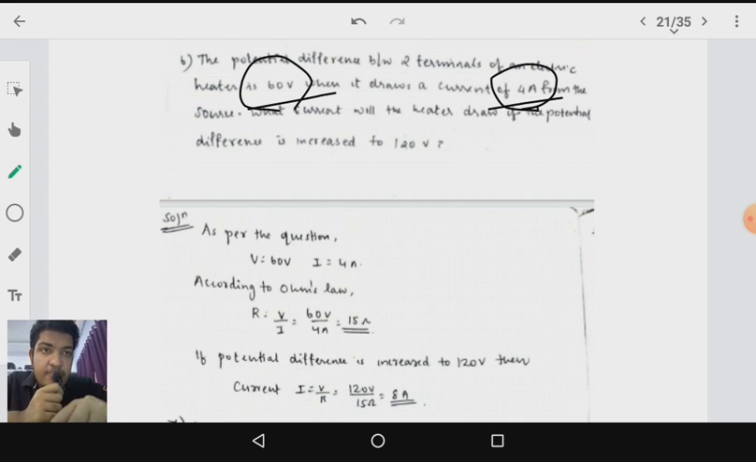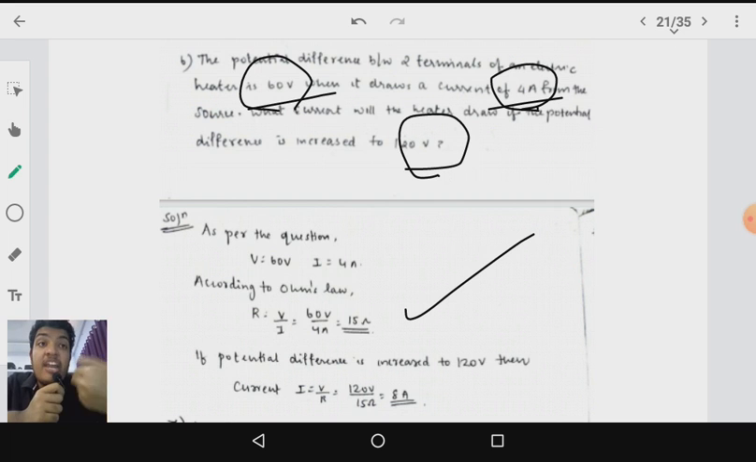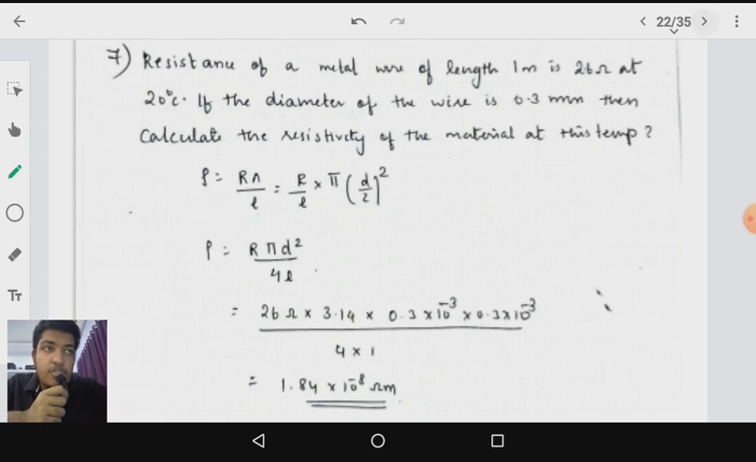So the resistance will be 60 by 4, that is 15 ohm. Second case, current will be equal to V divided by R, that is equal to 120 divided by the resistance, that is 15 ohm, that is 8 ampere. I told you that when voltage is increased, current increases in the same fashion, right? So we have to find the resistance, that is always a constant. So find the constant, and from there only you have to calculate what is the current that is flowing through the circuit.